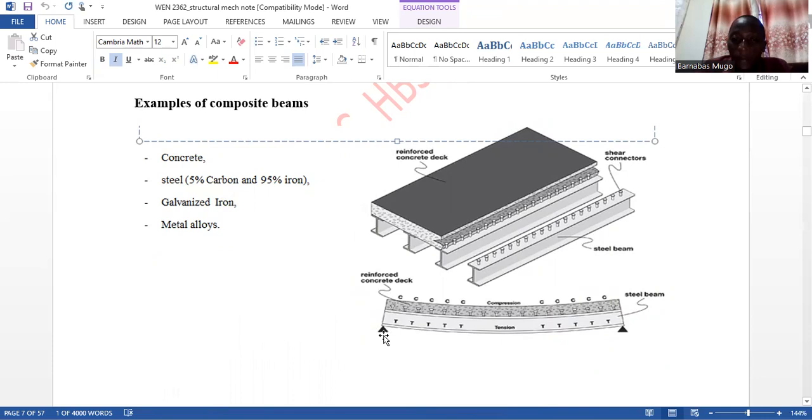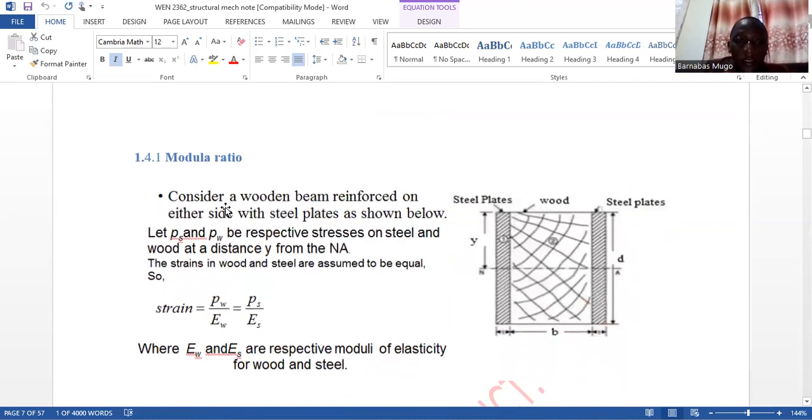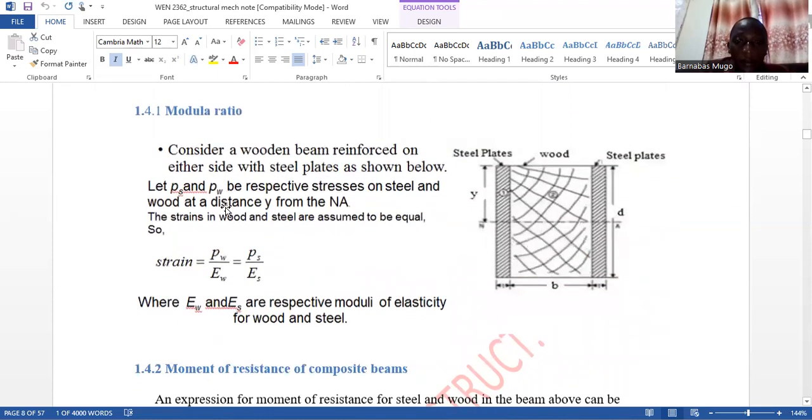It is a simply supported beam in the sense that it is supported at the edge by those two black triangles. And then it's a reinforced material, meaning that it has the steel part and it also has the compression side. As you can see, these are the components that are making that structure. And then we needed to know how to come up with the modular ratio of the composite material.